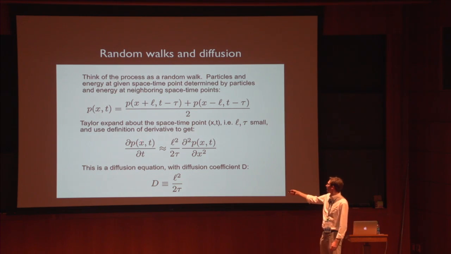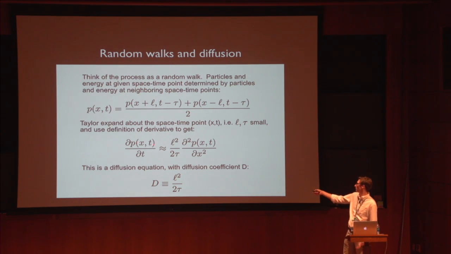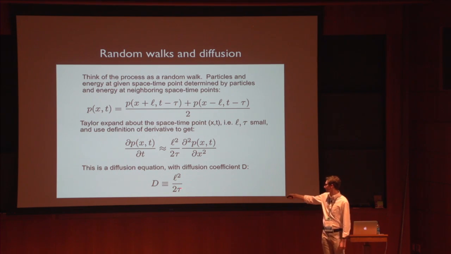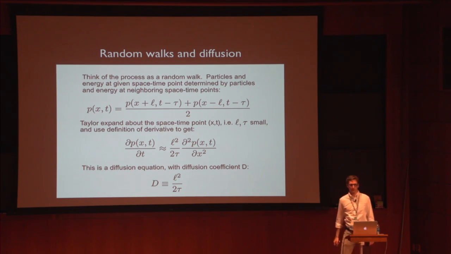So basically, the pressure or the probability of finding a particle at a given location is going to be dependent on some Laplacian of the pressure. And the diffusion coefficient is going to look like the step size squared over the step time. All right.